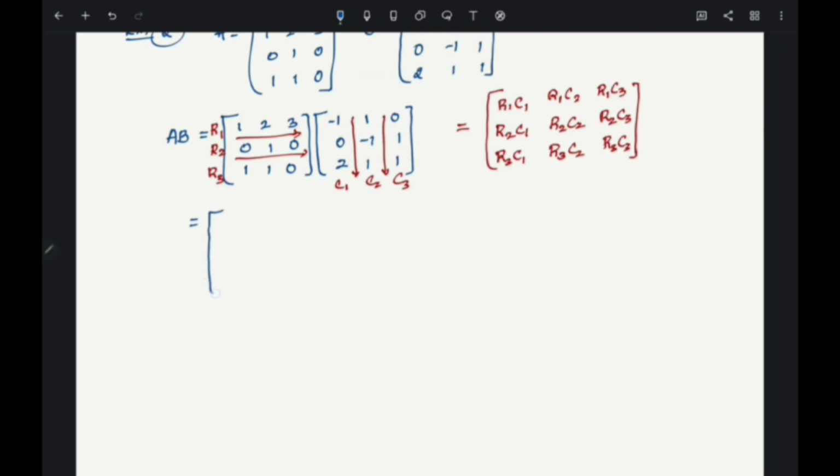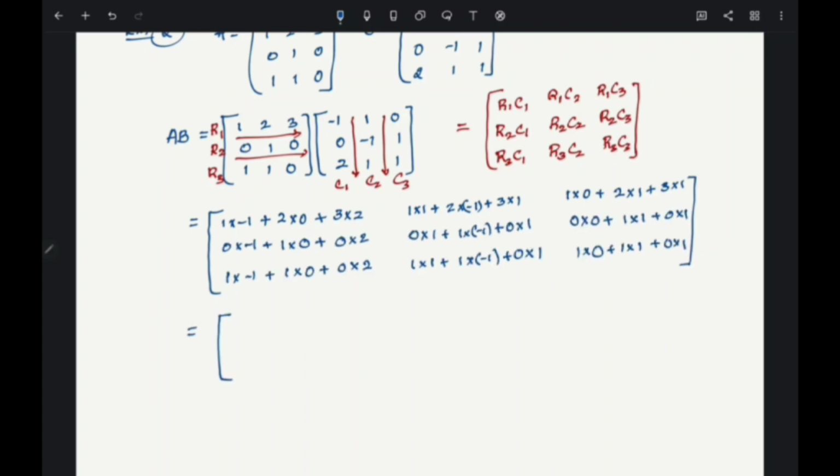Now what will you get? How to multiply R1 and C1? Multiply the corresponding elements and add them up. What you will get is 1 into minus 1 plus 2 into 0 plus 3 into 2. This is the first element which you are going to get. Next, you have to multiply R1 into C2. That is 1 into 1 plus 2 into minus 1 plus 3 into 1. Next for R1 and C3, it is 1 into 0 plus 2 into 1 plus 3 into 1. In a similar manner, multiply all the other elements.